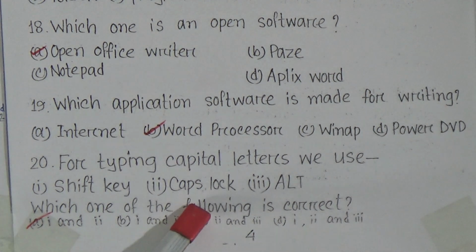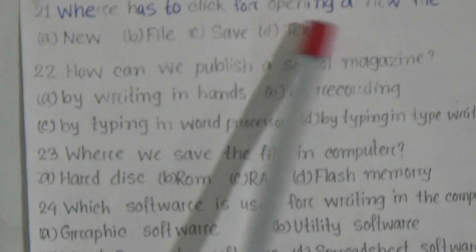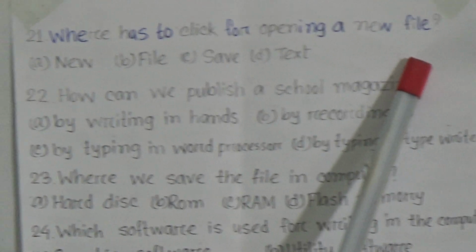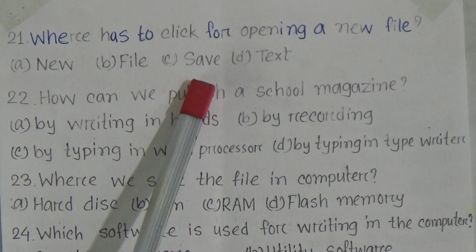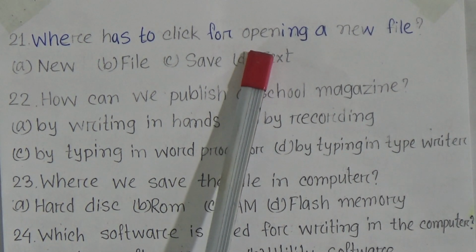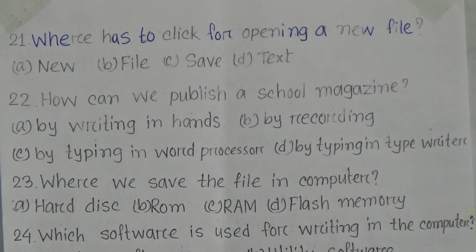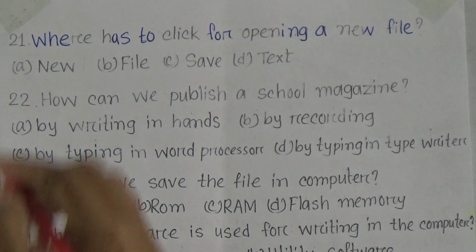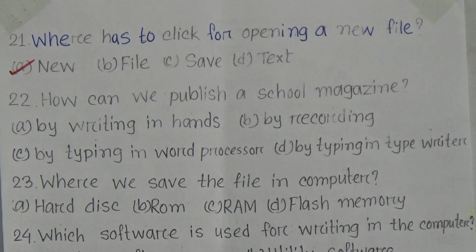Now we'll discuss question 21. Where do we have to click for opening a new file? Our options are new, file, save, text. Can you guess? Students, the correct answer will be option A, new.